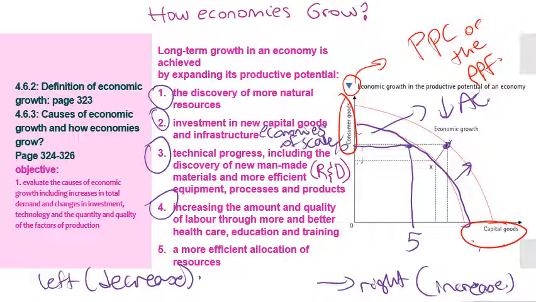And finally, the last one is having more efficient resources, or reallocating our resources in a more efficient way. So an inefficient allocation of resources will constrain economic growth. So moving resources from less productive uses to more productive uses will boost output and growth. So don't waste your resources on something that is not productive. Okay?